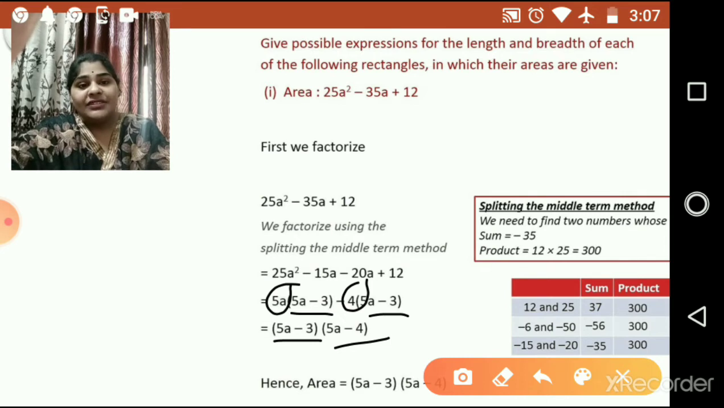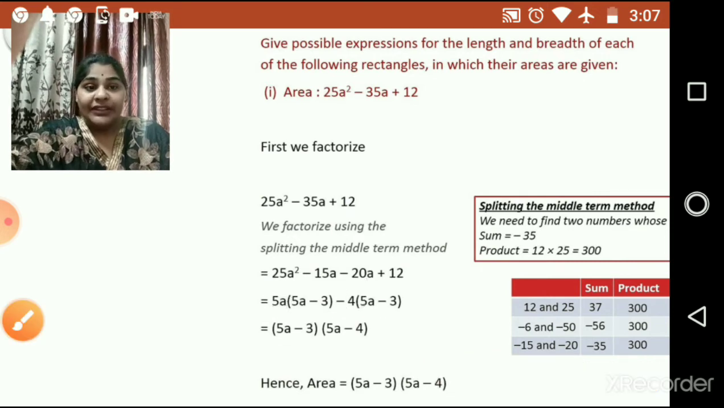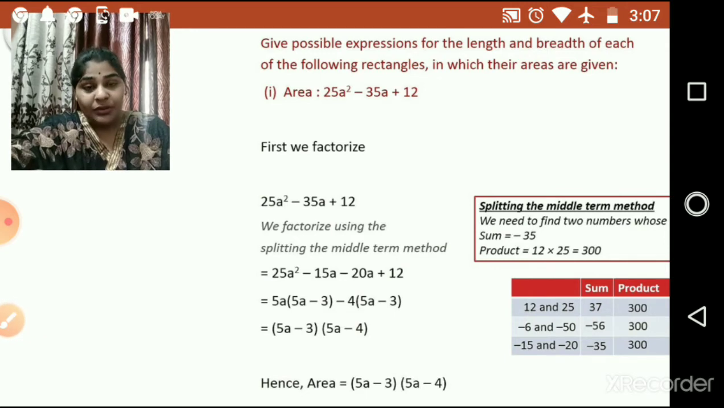factor. So one is length and one is breadth. So this is how we have to solve when there are three terms, children. The middle term you have to split it, right?